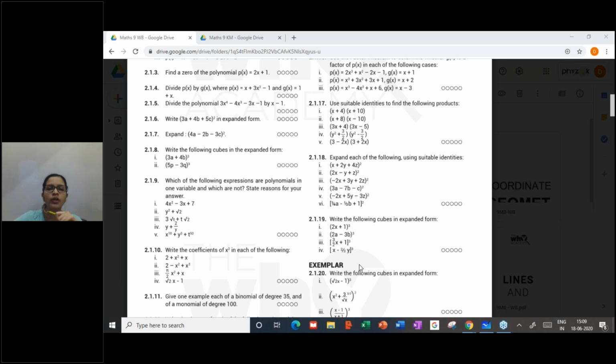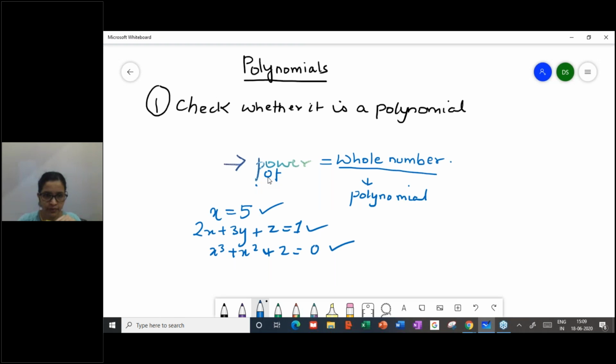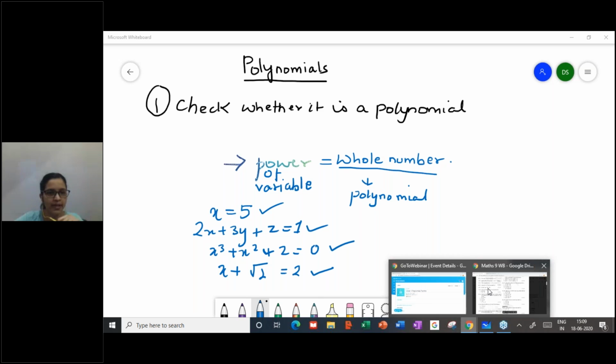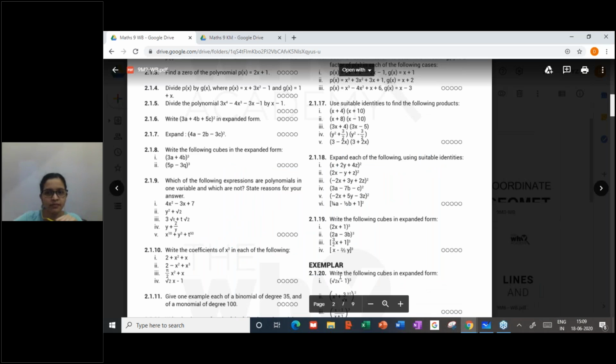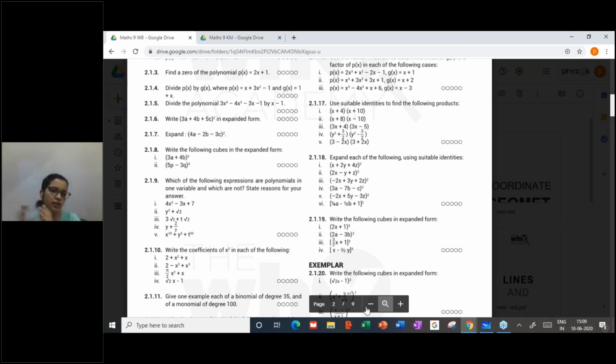Root 2 isn't a whole number. Okay, so then maybe I should add another point here. The power of the variable should be a whole number. So x plus root 2 is a polynomial. You check the power of the variable. In this case it's y square, y raised to 2, and 2 is a whole number. So it is a polynomial. You got confused because of the root 2.